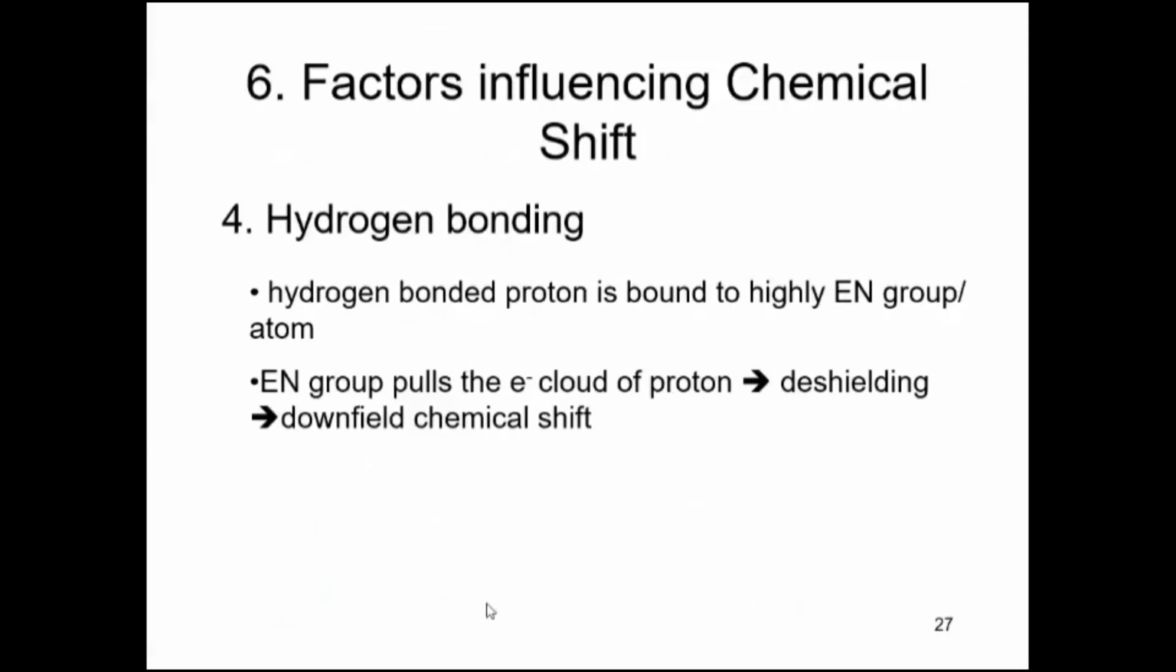Now you know that hydrogen bonding is observed in the case of polar molecules. Polar molecules means there is a functional group in which one atom is very electronegative and the other is electropositive. So in that group, you have one center of electron-rich area and the other electron-deficient area.